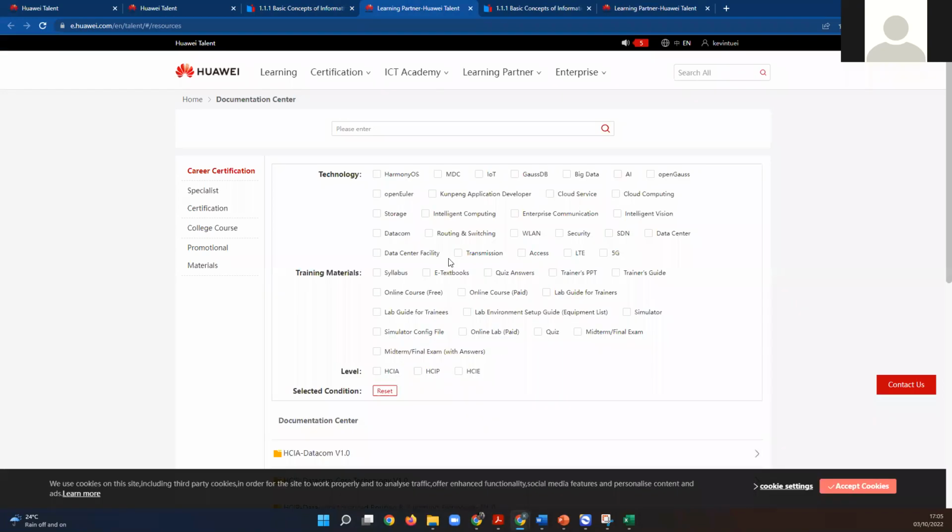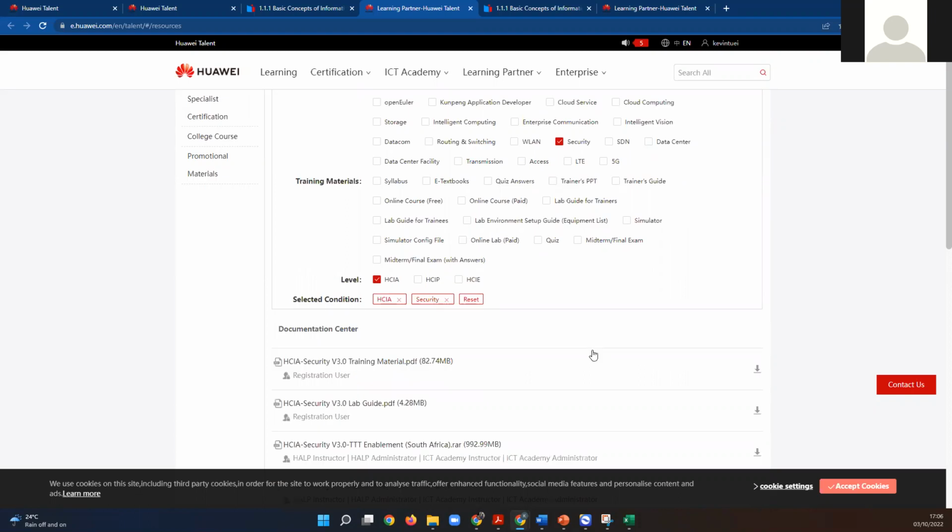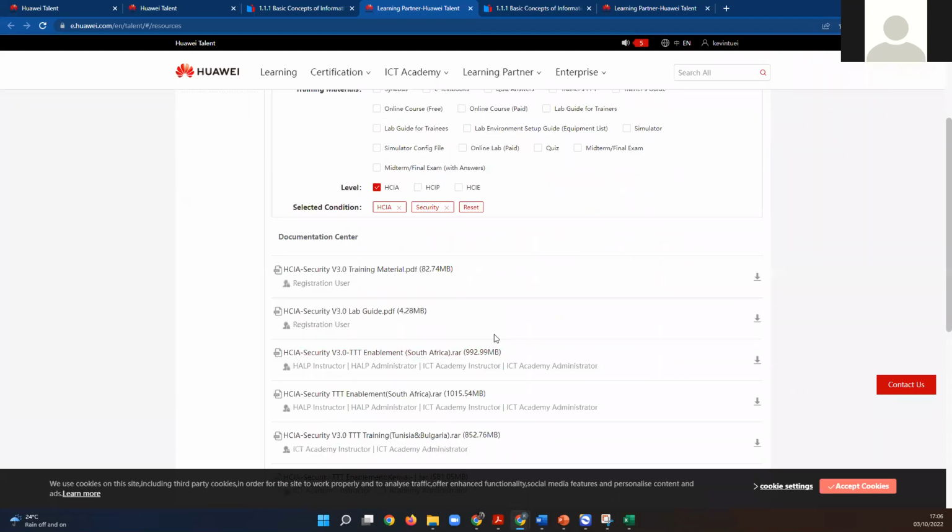When you go to Documentation Center, you can filter, which is very important. So I'll filter under security. And then I'll filter basically for HCIA right now. So I already get all these documents I can download. So you'll click, for example, this training material, just click on it.